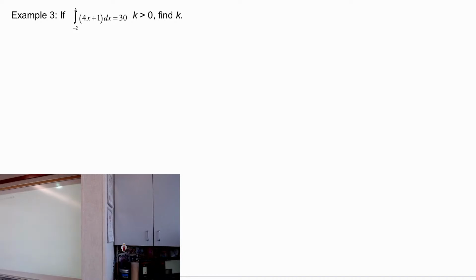Well, yeah. So, okay, let's take a look at this example. I'm trying to solve for k, and in order to solve for k, I want to take the antiderivative, and then set it equal to 30. So I take my antiderivative of 4x, and I get 2x squared. Take the antiderivative of 1, and I get x. And I'm evaluating this from negative 2 to k, and I'm setting it equal to 30.